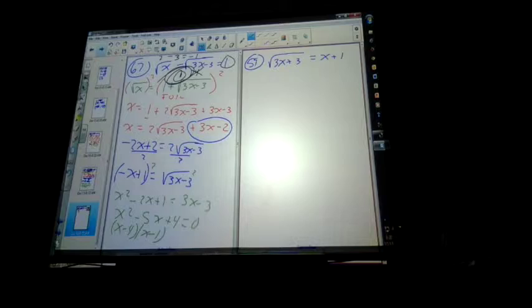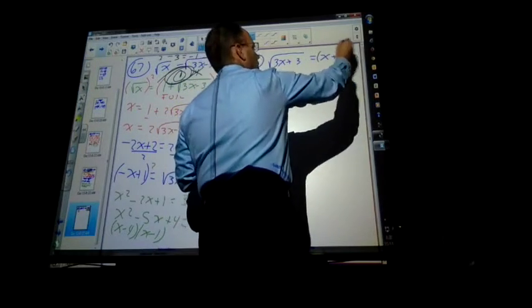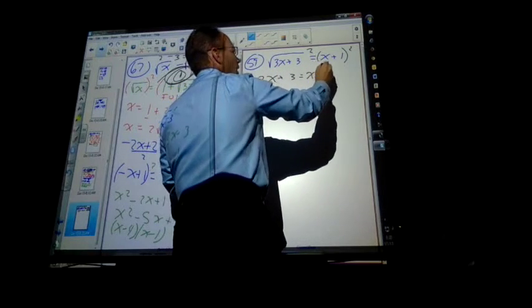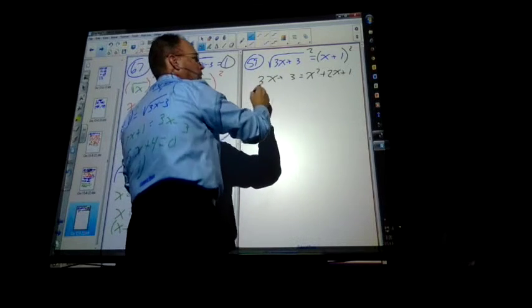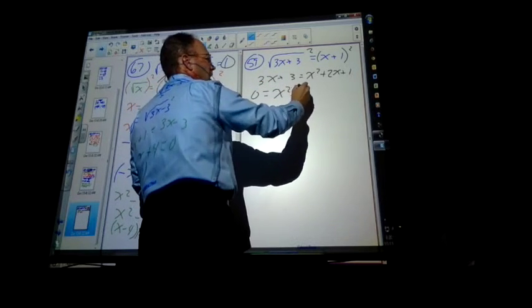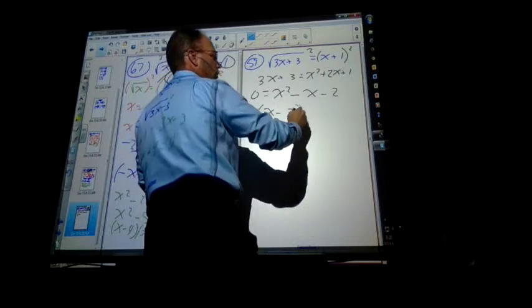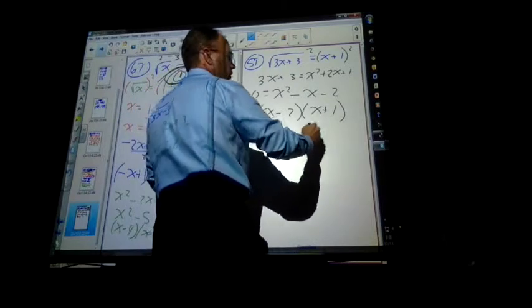So going in suit with what we just did, put this in parentheses. Square, square, so I get 3x plus 3 equals x squared plus 2x plus 1. If I FOIL that out, 0 equals x squared minus x minus 2. So that's going to be x minus 2 and x plus 1 if I factor it. So x equals 2, x equals negative 1.